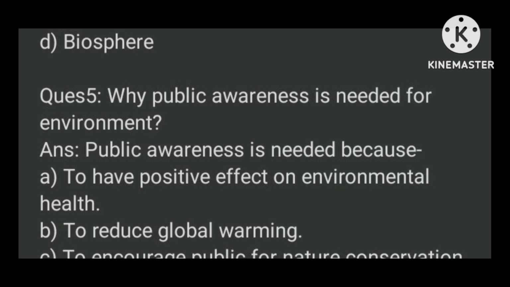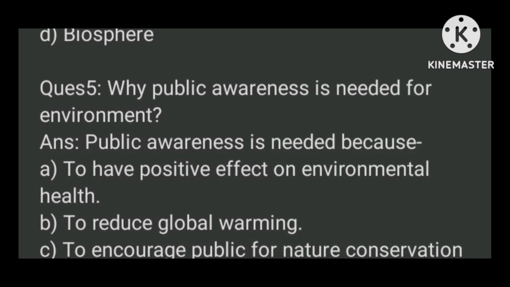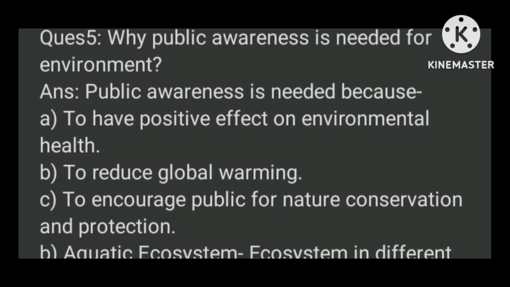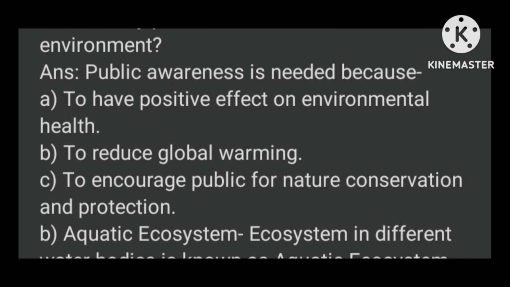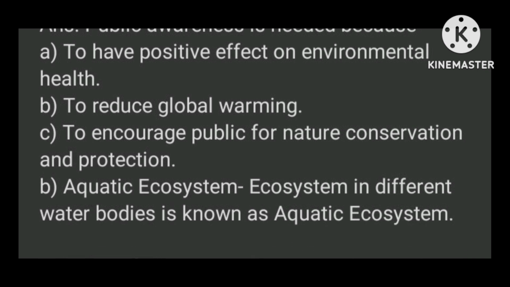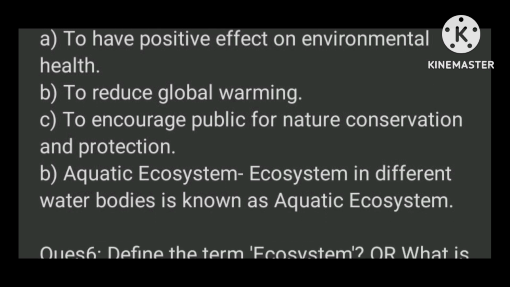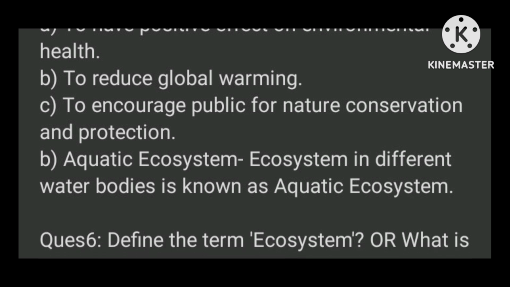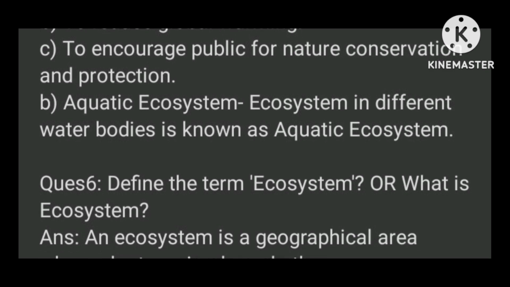Answer. Public awareness is needed because A. To have a positive effect on environmental health. B. To reduce global warming. C. To encourage the public for nature conservation and protection. B. Aquatic ecosystem. Ecosystem in different water bodies is known as aquatic ecosystem.